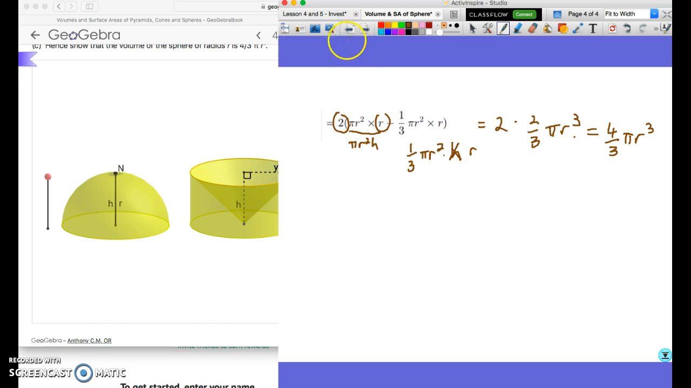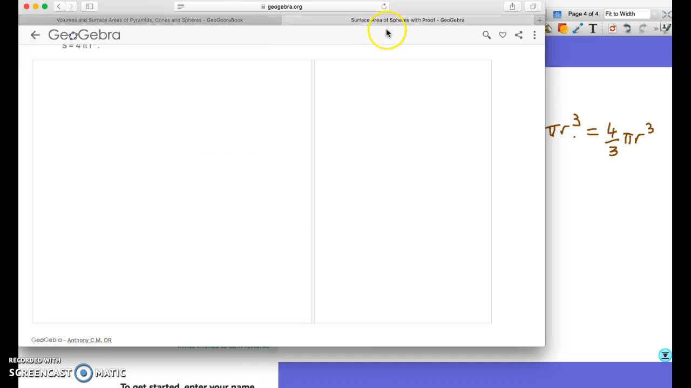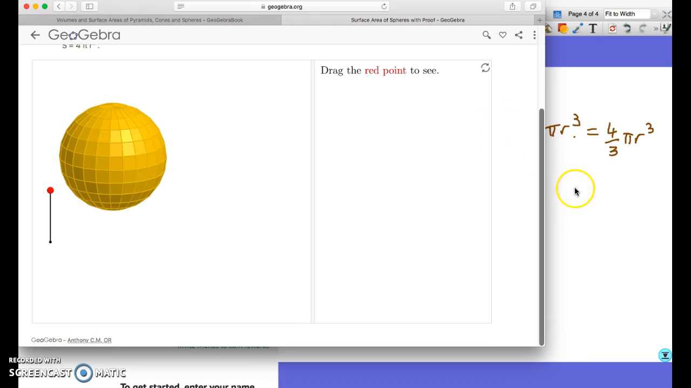Okay, the next one is a little bit quicker, a lot quicker. And so now I'm going to go over here, and what we're going to focus on is to try to use the formula 4/3 pi r cubed in order to help us understand why the formula for the surface area of a sphere is 4 pi r squared.